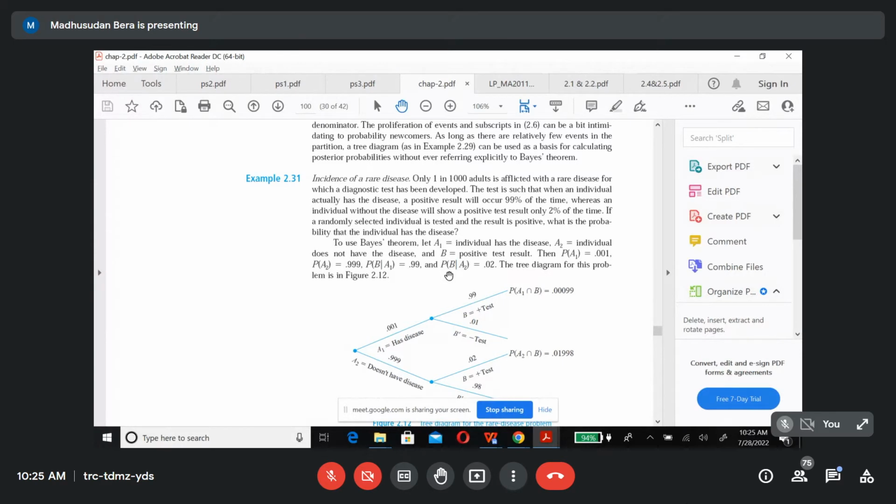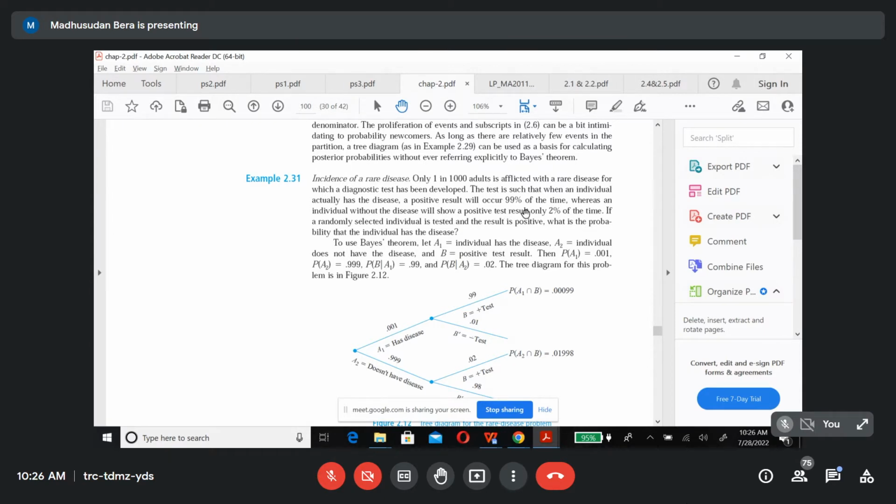Now B is a positive test result. Now see here, the test is such that when an individual actually has the disease, a positive result will occur 99% of the time. It means the individual actually has the disease and the test result is also positive, that is 99%. So P of B given A1 is 0.99. And for a negative result, it is 1 minus 0.99, so it is 0.01.